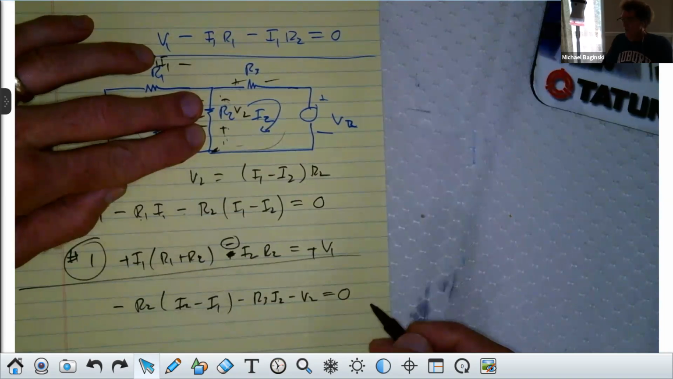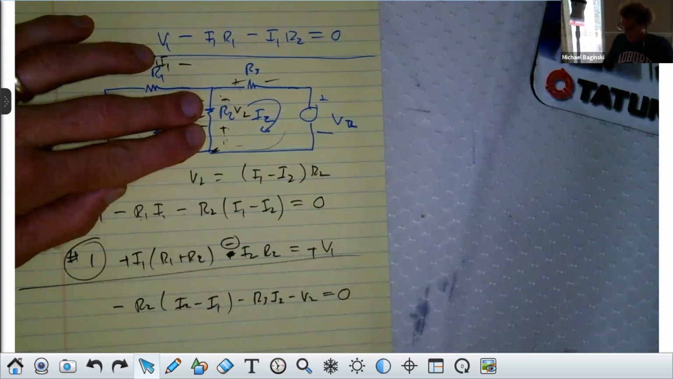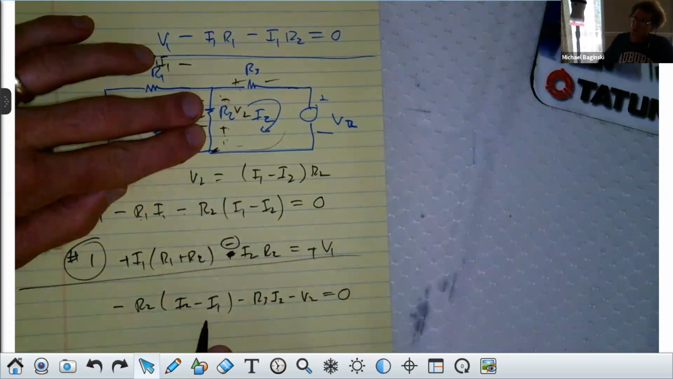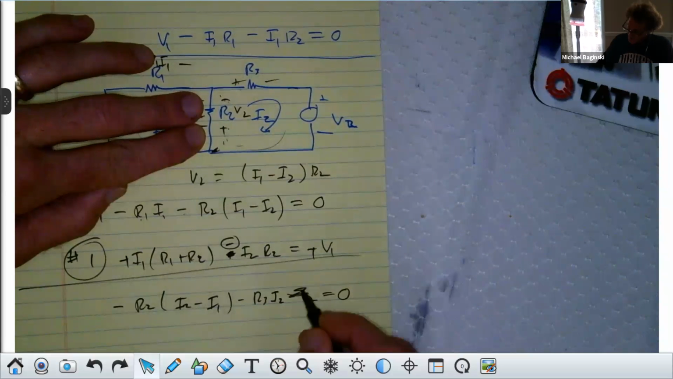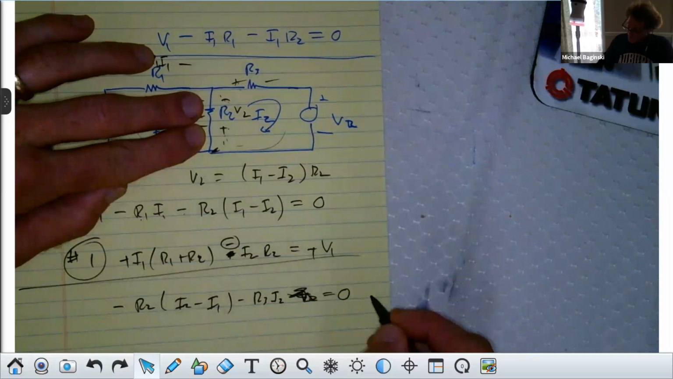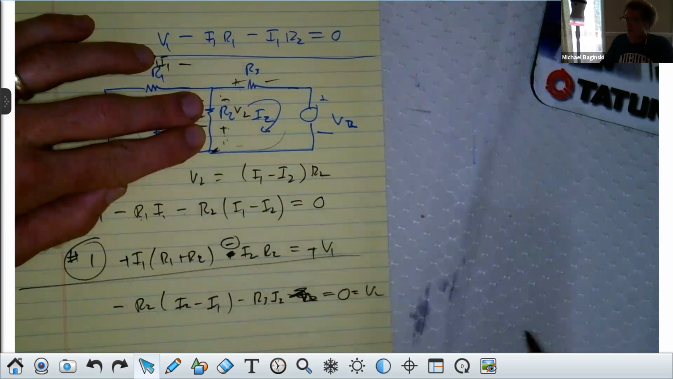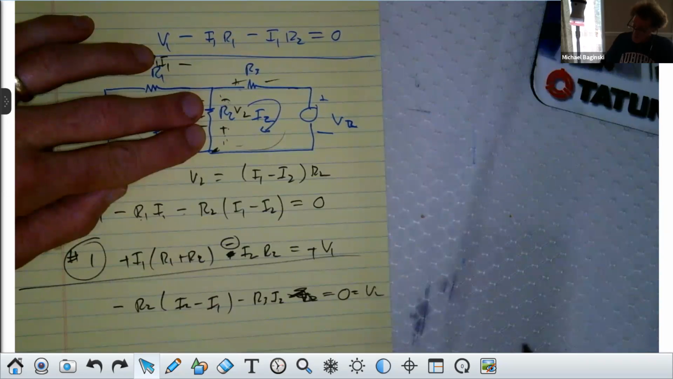Now, this is up to you, but this is just me. I take, at this point, all the knowns, put them off to the right. So I move this, and I'm going to do it right here. I'm going to add plus V2 to both sides. So now I get V2, right? Everybody? Now I'm going to organize this.